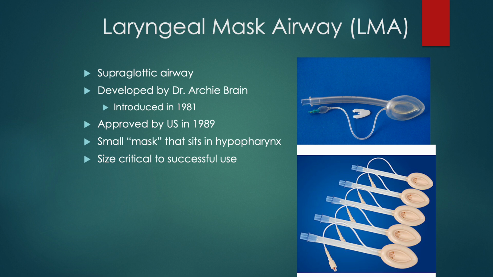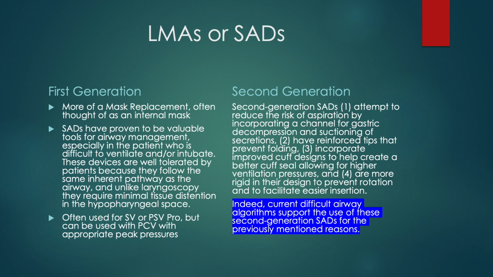Second generation LMAs, okay, they have features that mitigate aspiration risk. Oftentimes they have a gastric drainage channel, enhanced cuff designs, a reinforced tip, and you can tolerate higher ventilation pressures. Okay? You need to know. So the classic and the unique are first generation. They were mask replacements. While effective for ventilation, okay, they lack those features to help mitigate aspiration risks.